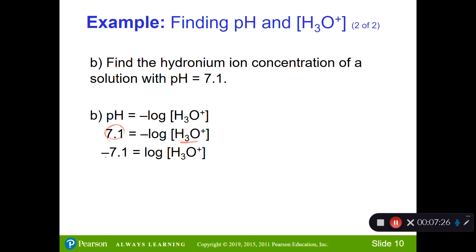Well, first we move the negative over. So 10 to the negative 7.1 equals what's inside the log. Again, I can plug this directly into my calculator, and if I put 10 to the negative 7.1 in my calculator, I'm going to get 7.9 times 10 to the negative 8.